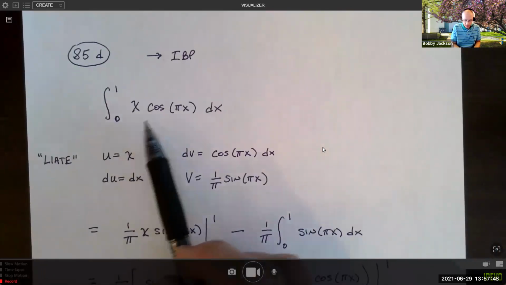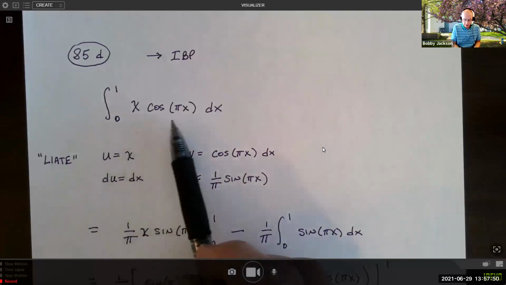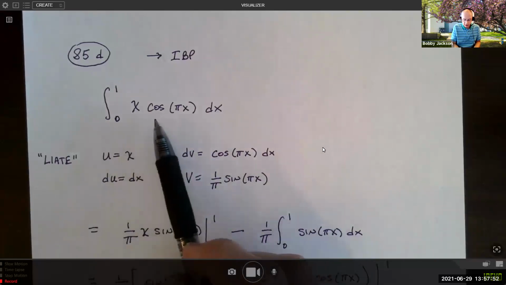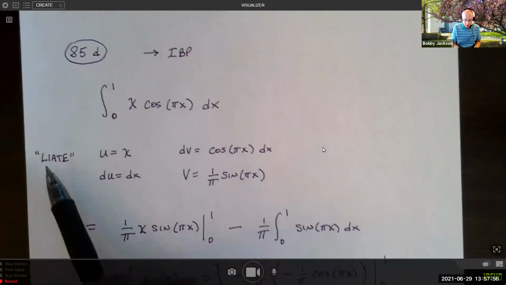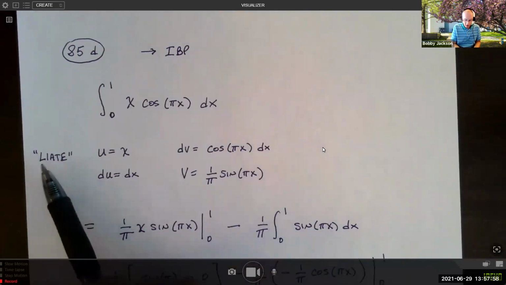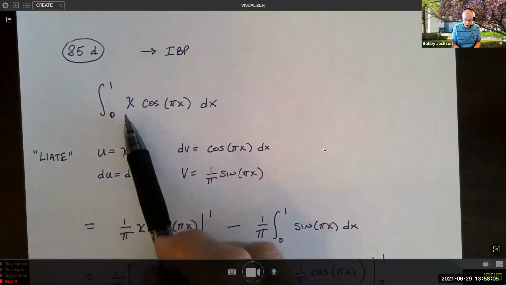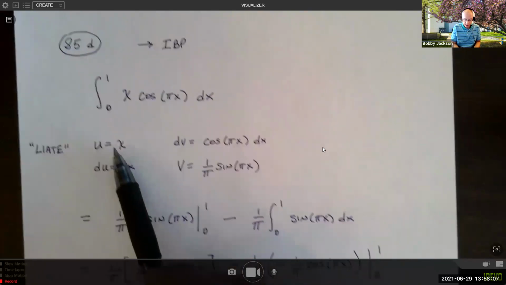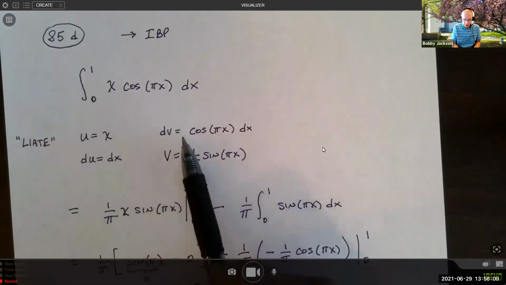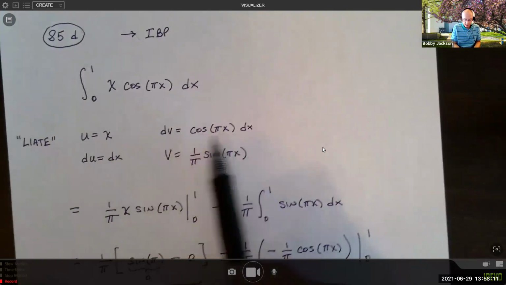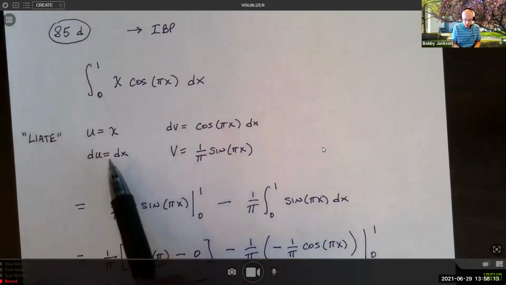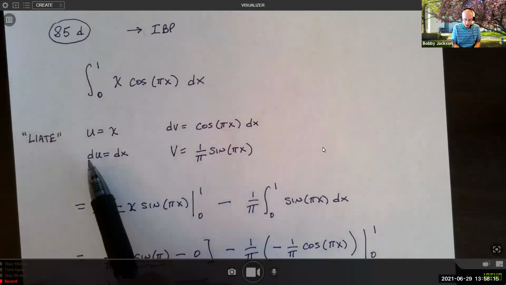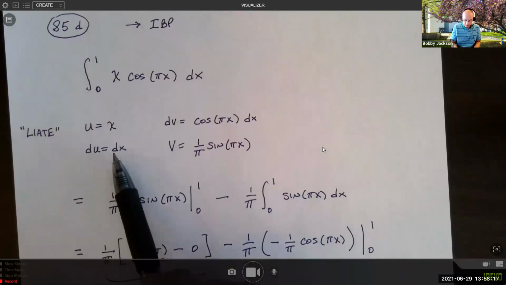So here again, don't forget, what do we choose for our u and dv? We have an x, cosine of pi x. So we're multiplying those two together. Well, remember the acronym LIATE, we look for log functions first. I don't see any inverse trig. I don't see any algebraic. I do see x is algebraic, so I'll let u be x. That leaves dv to be everything else, the cosine of pi x dx. Differentiate x, I get 1, so du dx is 1, so du is equal to dx.